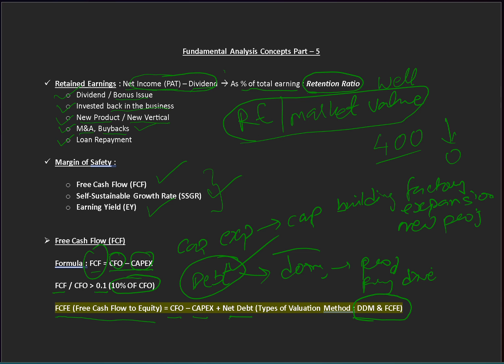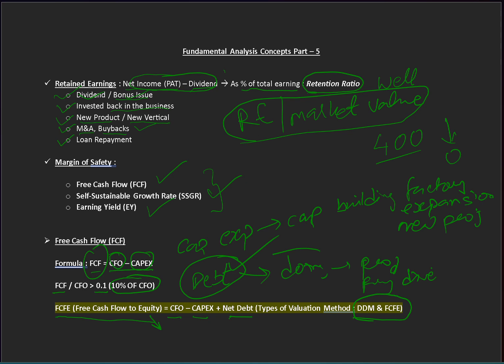Basically, free cash flow to equity is the free cash flow which comes to the equity stockholder in the form of maybe dividend or bonus issue or something like that. So this is free cash flow to equity.